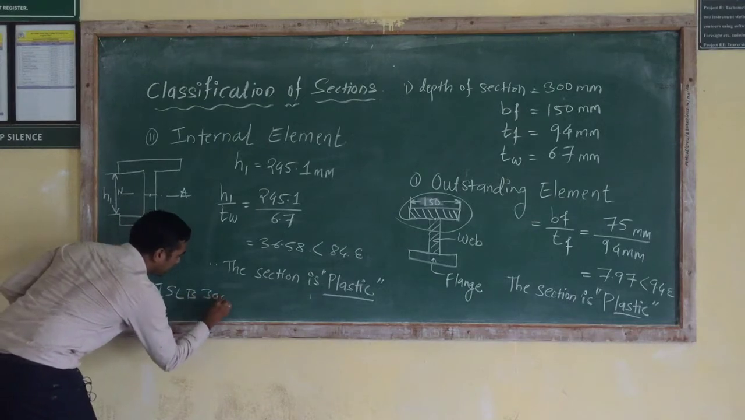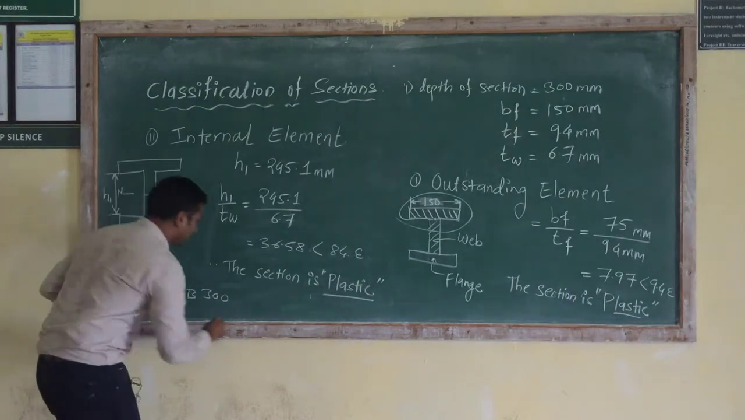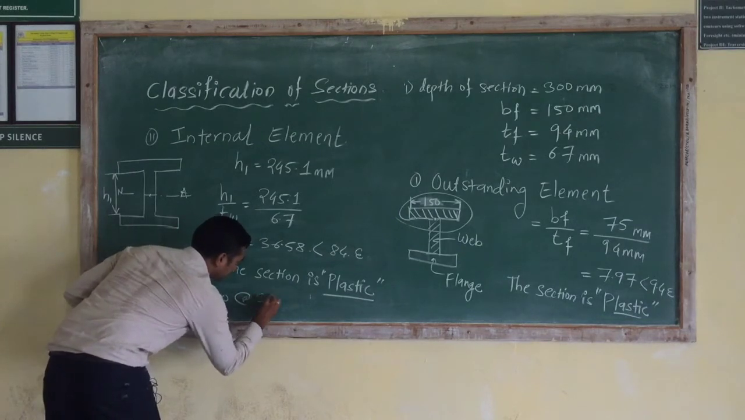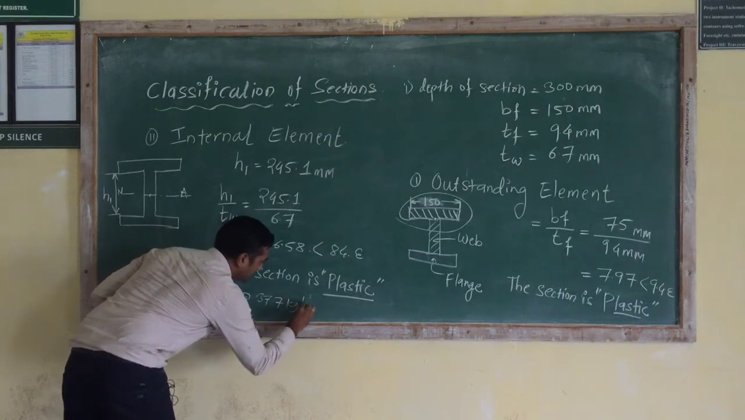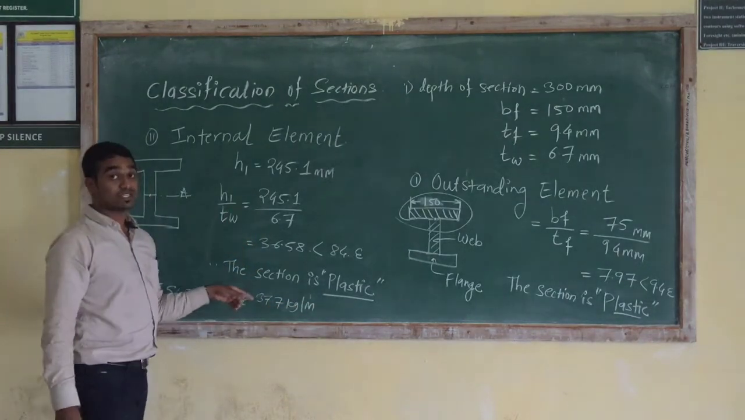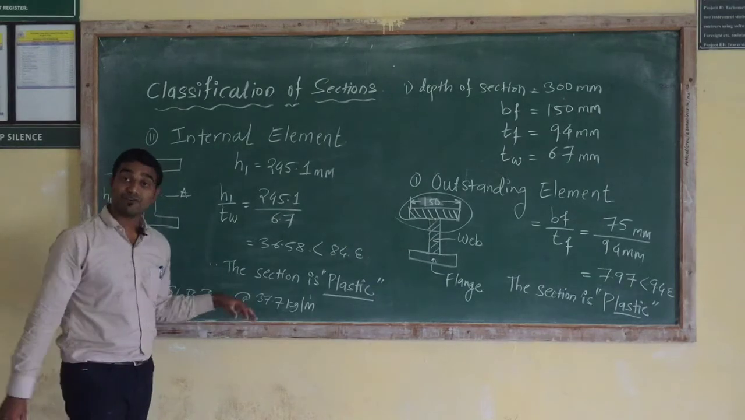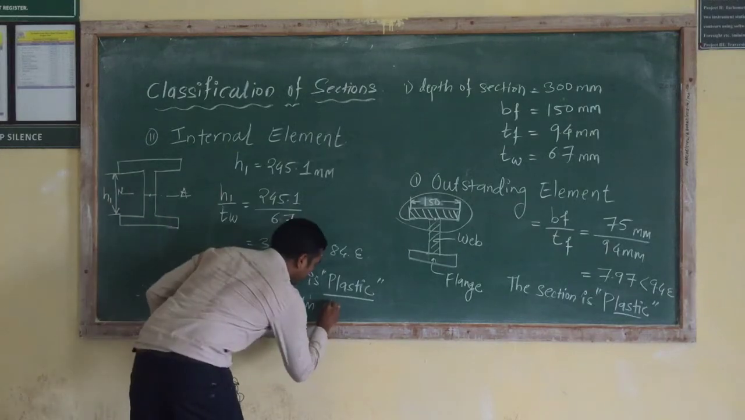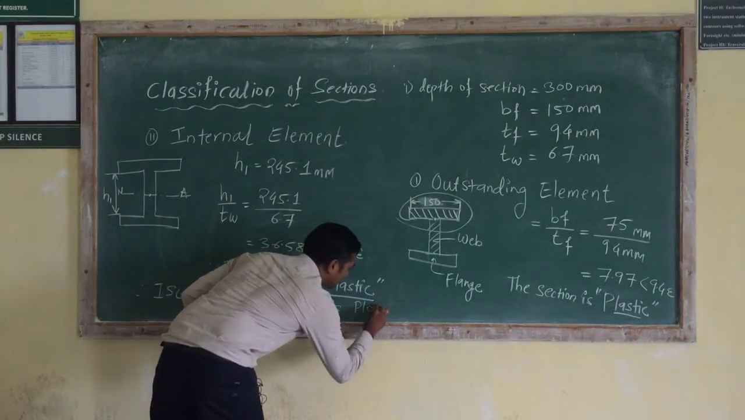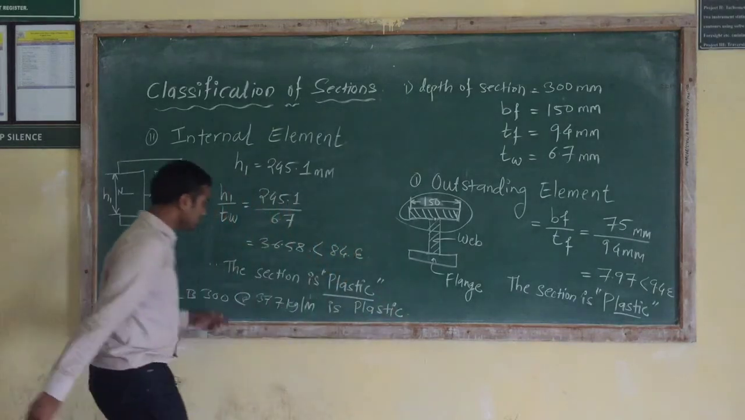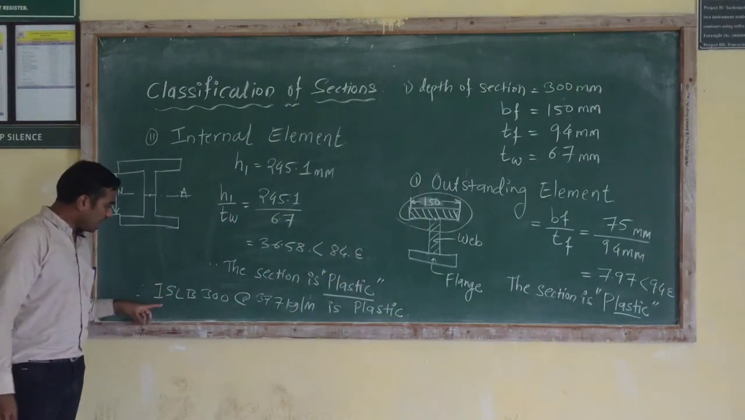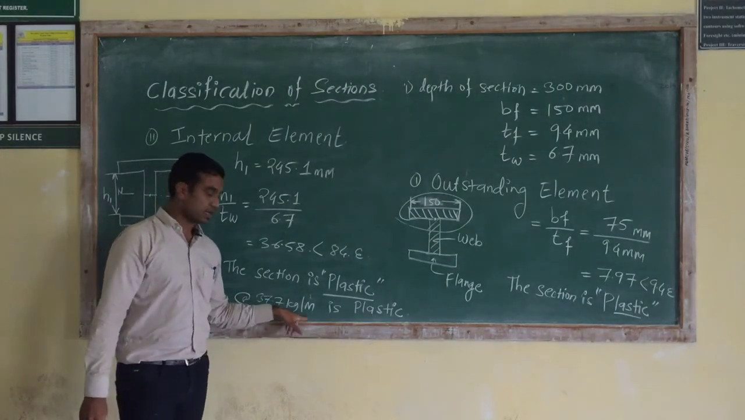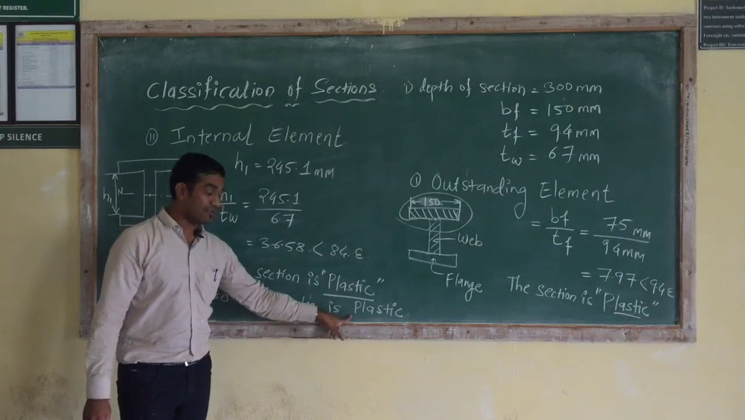So you can write that therefore ISLB 300 at 37.7 kg per meter is plastic. You have to write this value because the sections are different for different weights. Always write this value. Therefore ISLB 300 at 37.7 kg per meter is classified under the class of plastic.